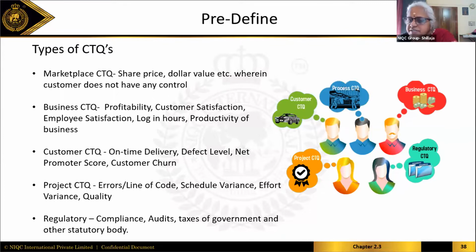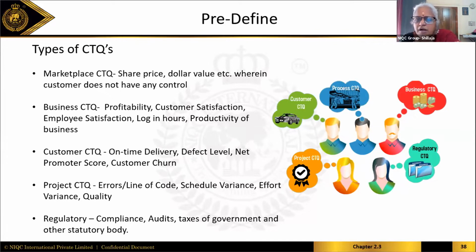Business CTQ, what does the business look for? Business wants customer satisfaction. Business also needs to have employee satisfaction. Make sure that the business is very highly productive. Make sure that the employees are working the correct number of hours required. They're not coming in the morning and going off in the afternoon. The logged in hours are good. Profitability is high. All these are called business CTQ.